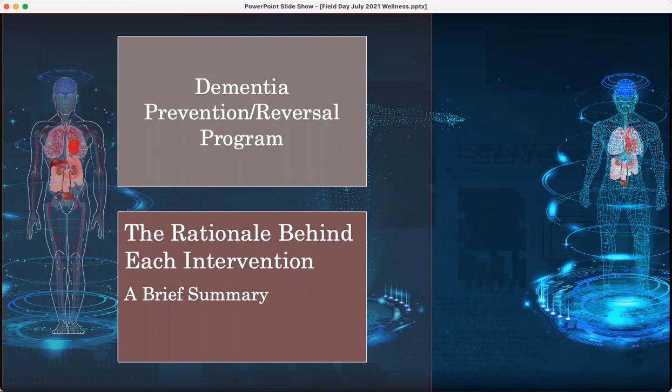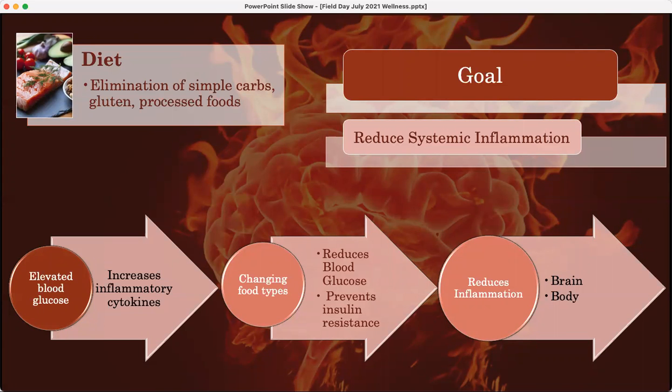So I want to go through just a little bit about the rationale behind each of these interventions. The lectures throughout the semester will go through in more depth the physiology of how this works. So on the diet, the elimination of simple carbs, gluten, and processed foods, the whole goal is to reduce systemic inflammation. With any type of elevated blood glucose, inflammatory cytokines are released. And so changing the food types to reduce blood glucose improves insulin resistance, so it reduces the risk for developing type 2 diabetes, and then reduces the inflammation not only in the body, but also throughout the brain.